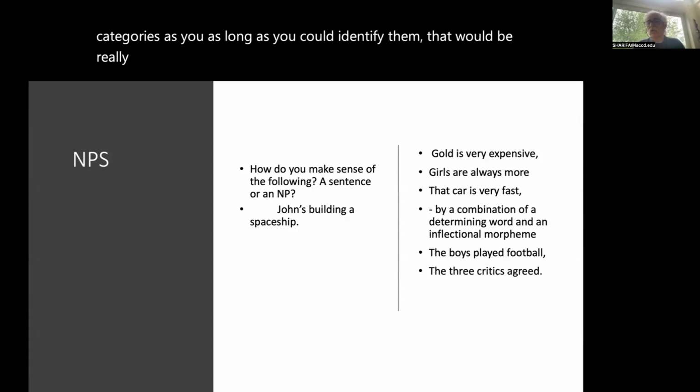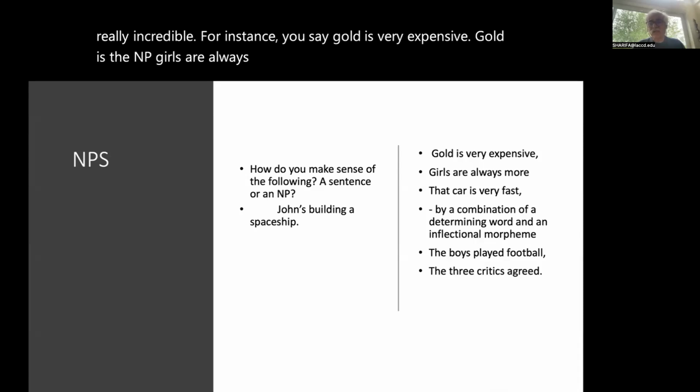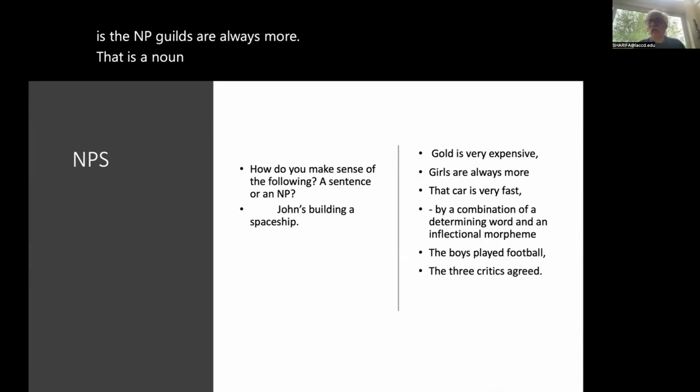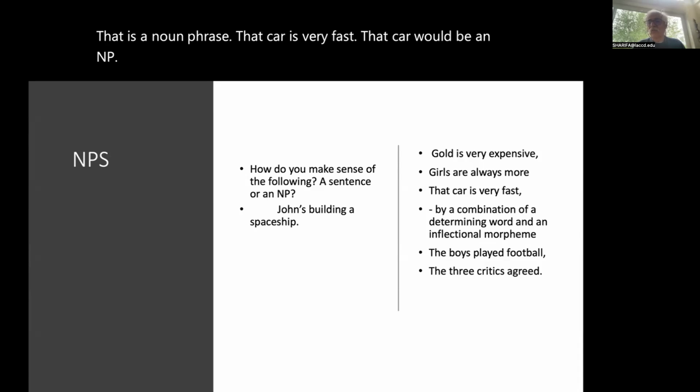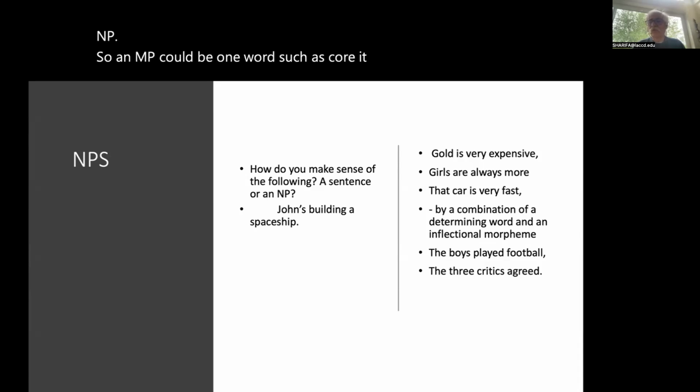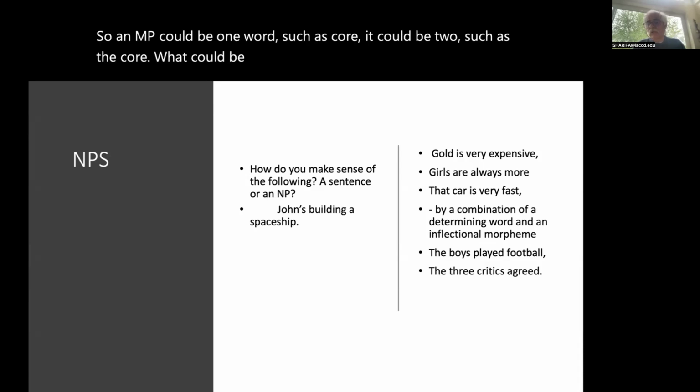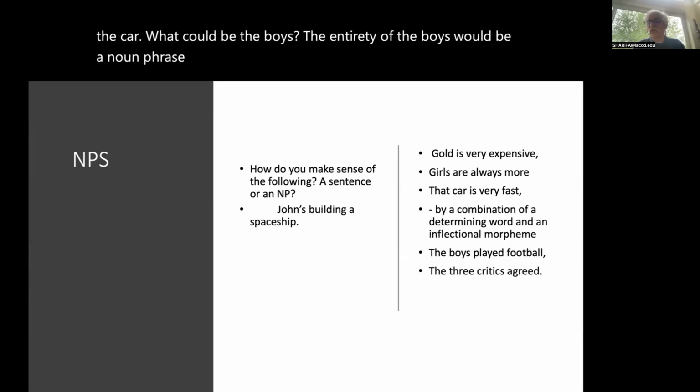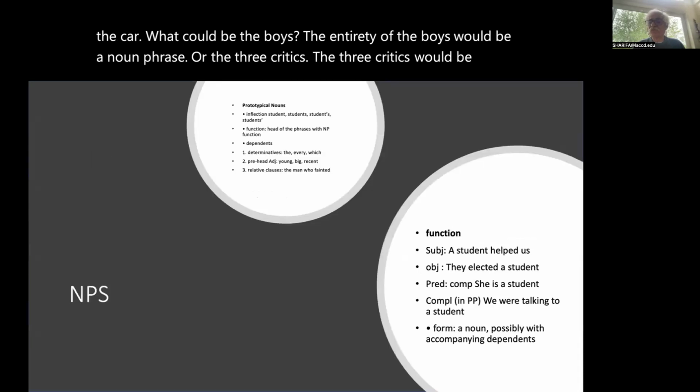For instance, you say gold is very expensive. Gold is the NP. Girls are always more. That is a noun phrase. That car is very fast. That car would be an NP. So an NP could be one word, such as car. It could be two, such as the car, or it could be the boys. The entirety of the boys would be a noun phrase, or the three critics. The three critics would be an NP.